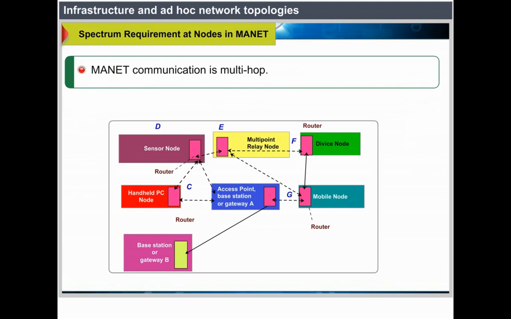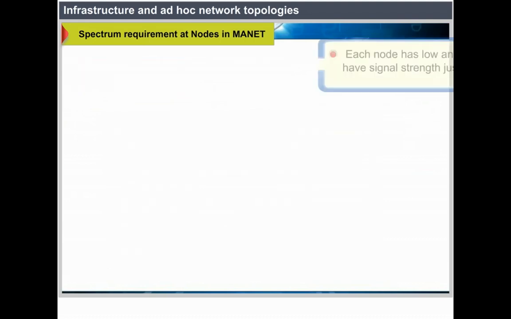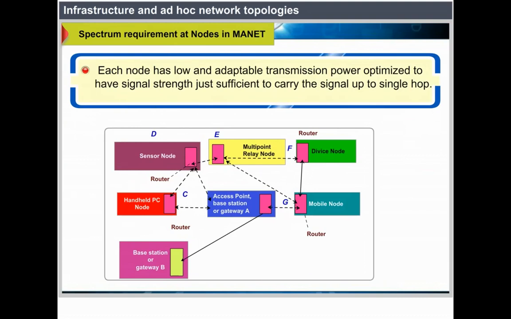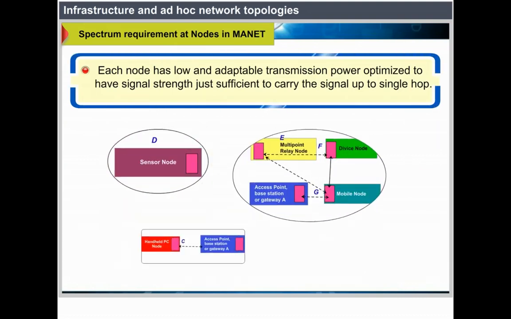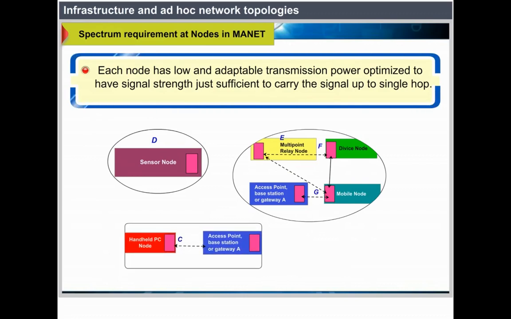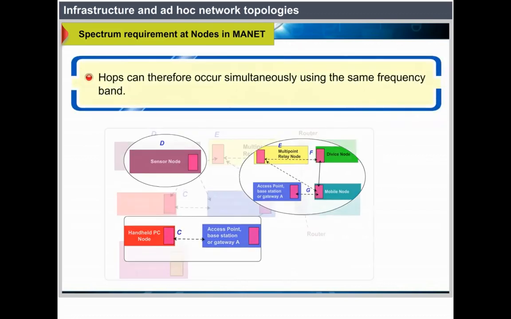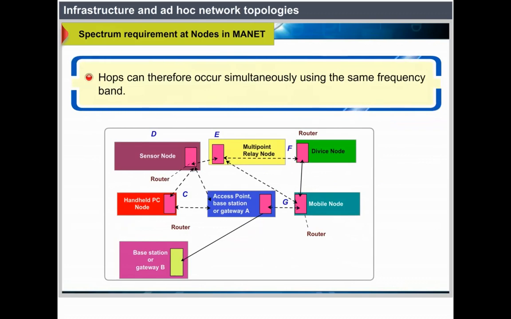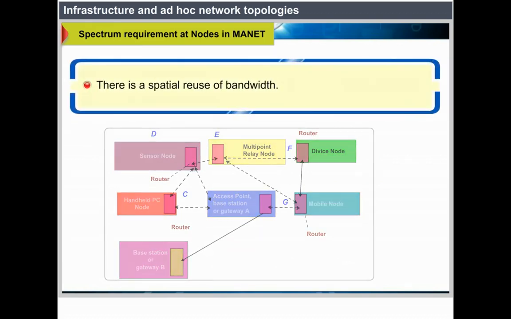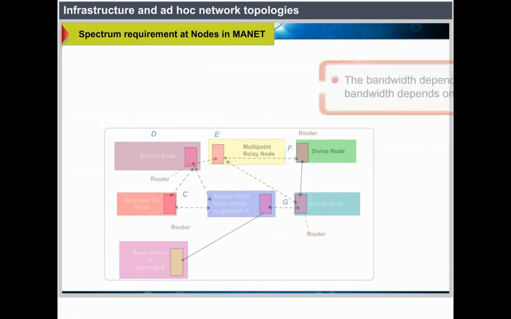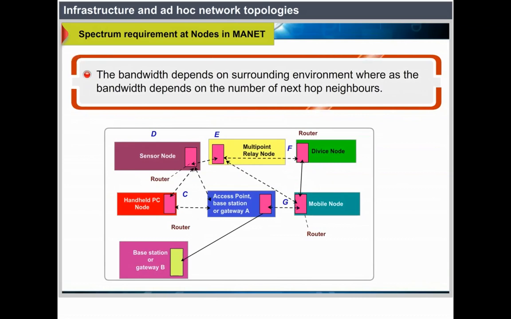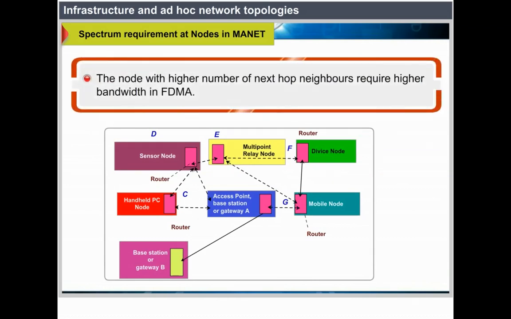MANET communication is multi-hop. Each node has low and adaptable transmission power optimized to have signal strength just sufficient to carry the signal up to a single hop. Hops can therefore occur simultaneously using the same frequency band. That is spatial reuse of bandwidth. Also, the bandwidth depends on the surrounding environment and on the number of next hop neighbors. The node with a high number of next hop neighbors requires higher bandwidth in FDMA.